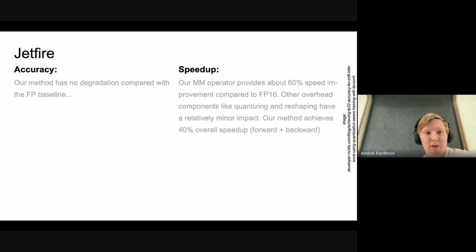Another paper we might take a look at is Jetfire, where they again simply state that they incur exactly no degradation compared with the floating point baseline. And again, they mostly focus on the speedups that they can provide, where they focus on matrix multiplication speedups and overall forward-backward training speedups.